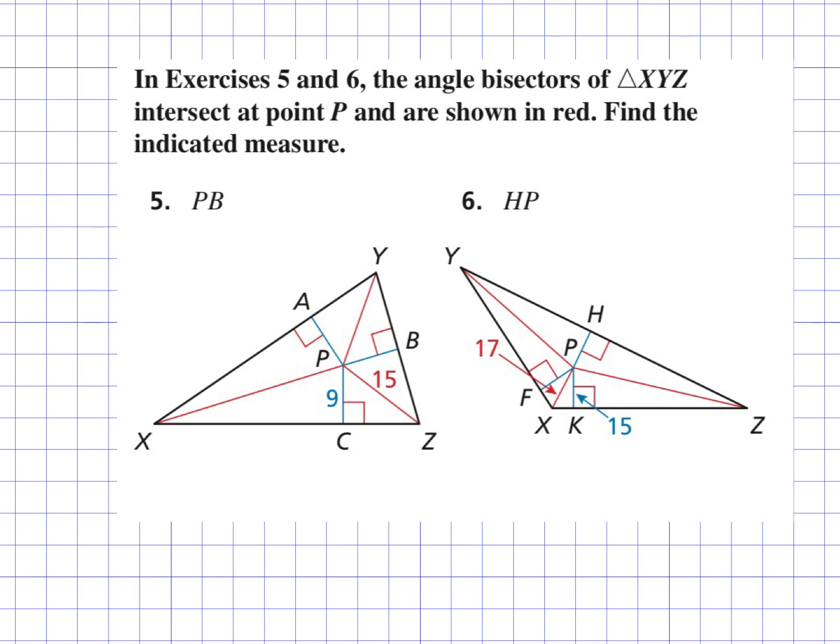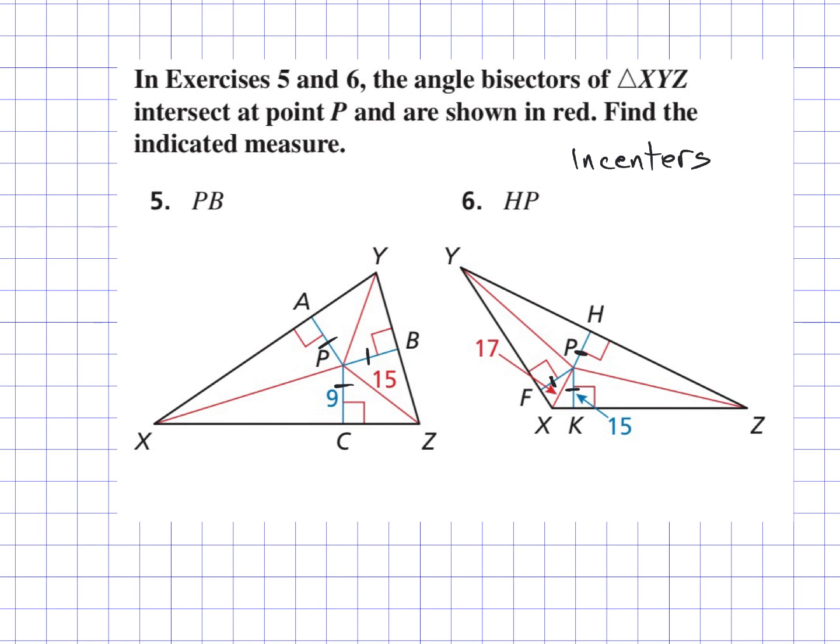Okay, angle bisectors. Remember, angle bisectors are incenters. Now I want you to understand this. Incenters are always inside the triangle. They're equidistant from the sides of the triangle. So AP and PB and PC are all the same. HP and PK and PF are all the same.